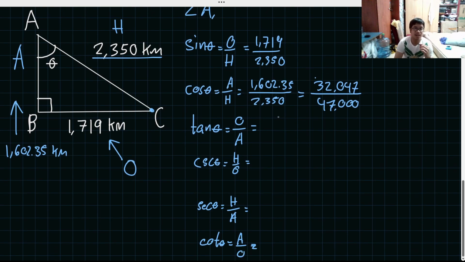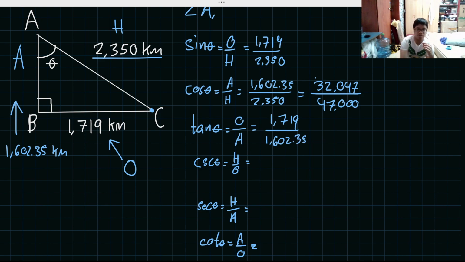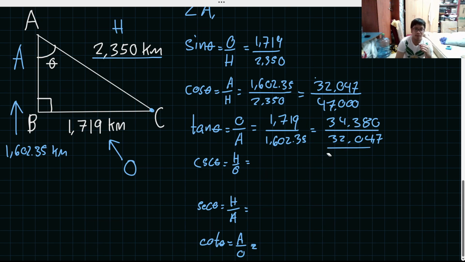Now let's proceed. For tangent theta, we have opposite 1,719 over your adjacent, which is 1,602.35. I also want to make sure if this can be simplified. 1,719 over 1,602.35. Here we also have its equivalent fraction, which is the same as 34,380 over 32,047. So whether this one or this one, both of them are correct. All right? So that's it.